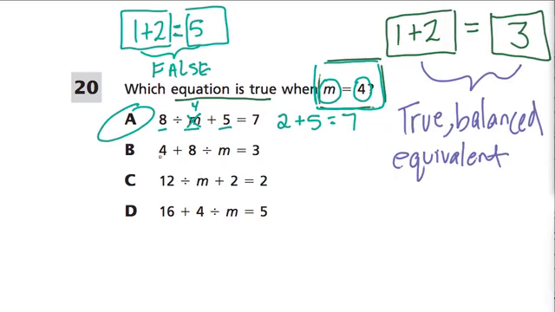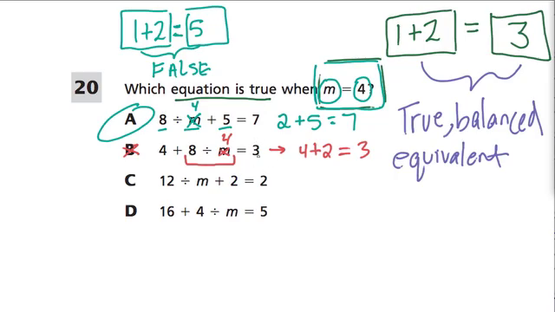In the next one, it says 4 plus 8, right, divided by m, is 3. So again, cross out the m, put a 4. Careful here, order of operations tells us to divide first, right? 8 divided by 4 is 2. So we have 4 plus 2, and that's not equal to 3. That's a false statement. So this one's out.